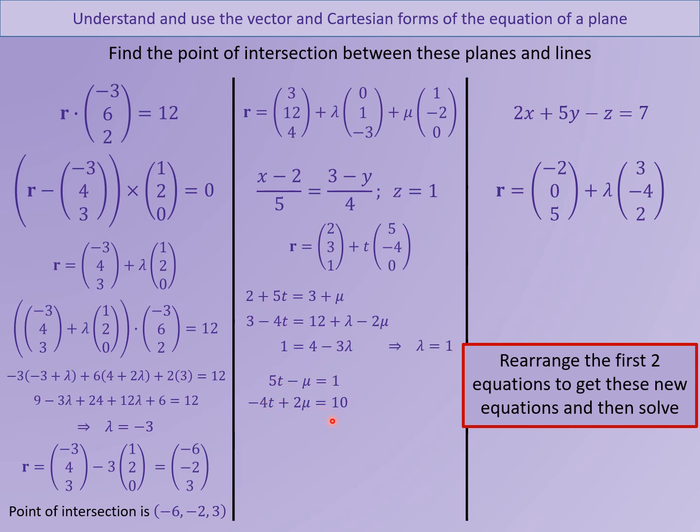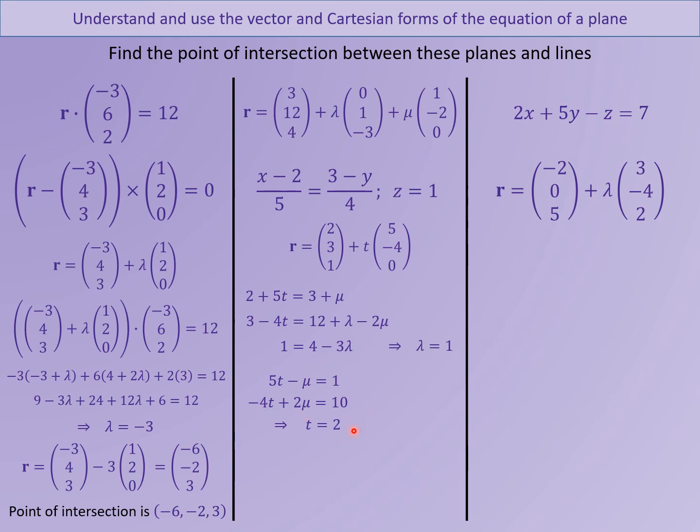And then once we've got those two, you can use a function on your calculator if you want to, or you can do it yourselves however you want from school. We get t equaling 2 and mu equaling 9. Once you've got both of those and that one, you've got a choice now. You can either find the point by putting the t value back in, or you can find the point by putting in the lambda and the mu. Totally your choice. It doesn't matter which one you pick, you should get the same answer for both.